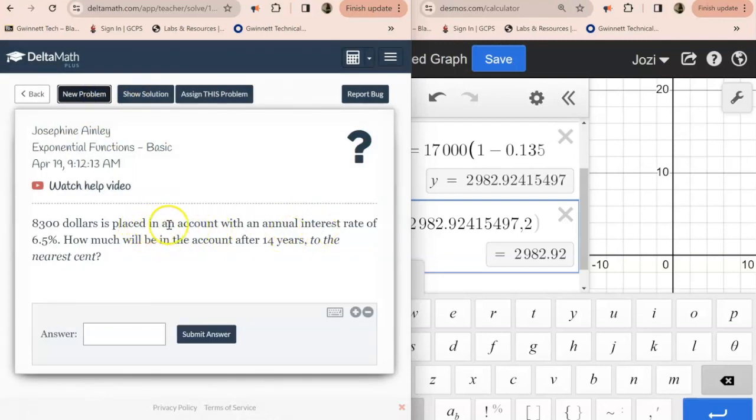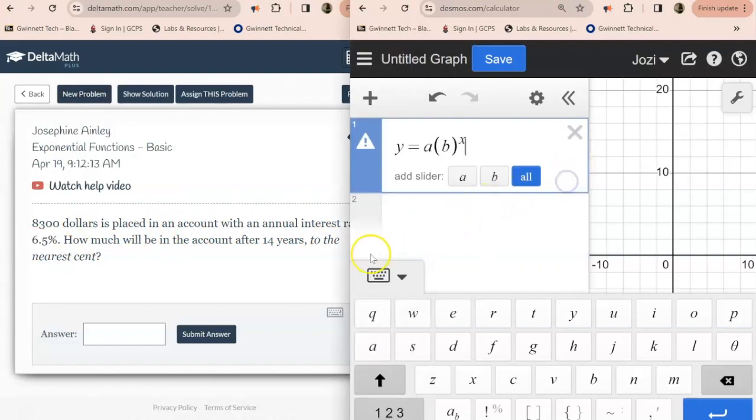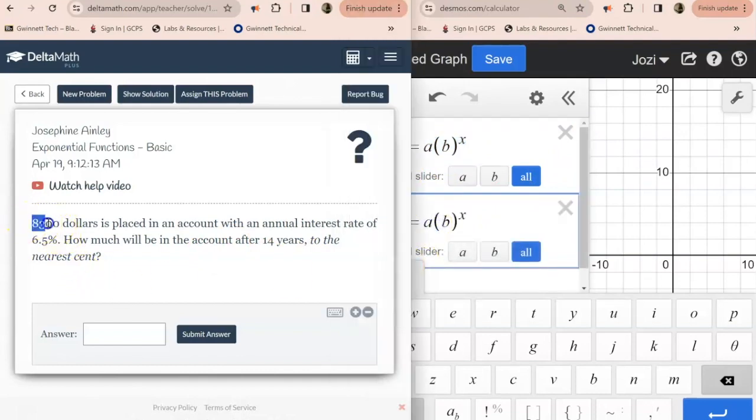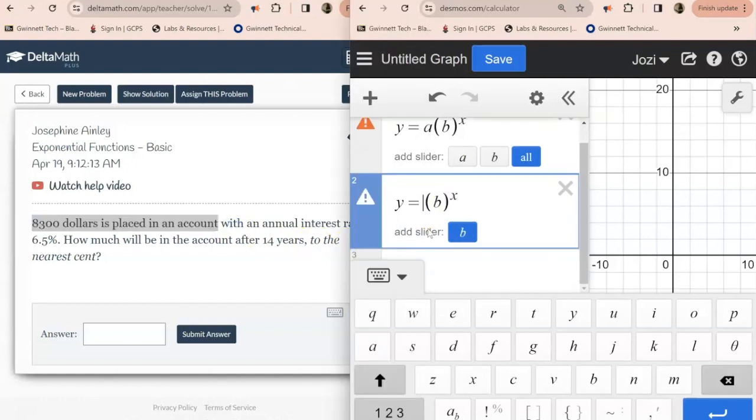All right, so we've done a decay. Let me do a growth, which this one is. So again, you start off with a formula, okay? I'm going to write my formula twice so I can just replace. What is A? $8,300 is placed in an account. So I place it in the account. This is what I start with. So I'm going to put that number right here. So it's going to be 8,300.